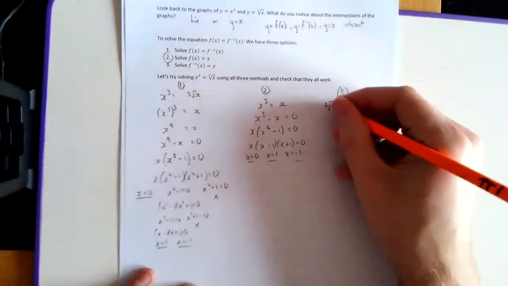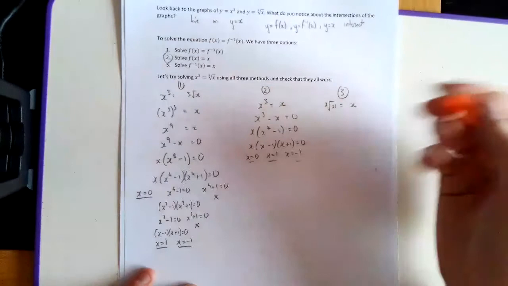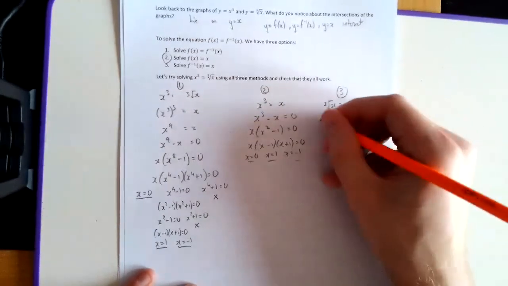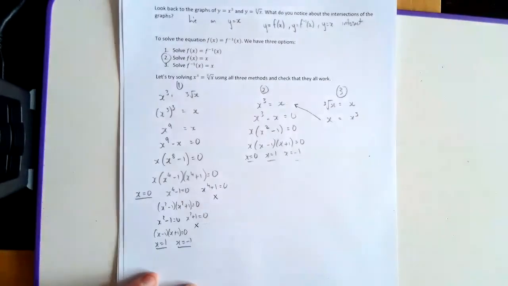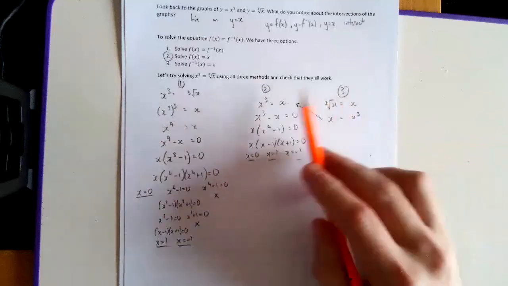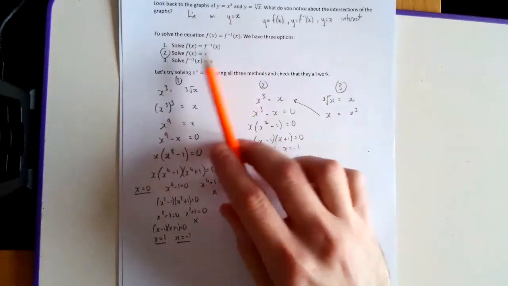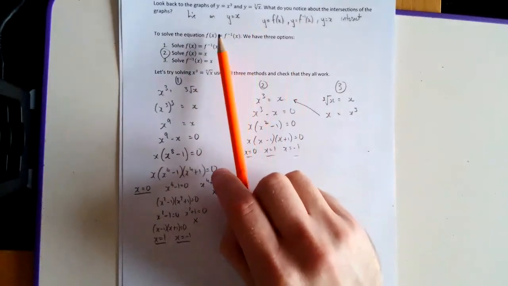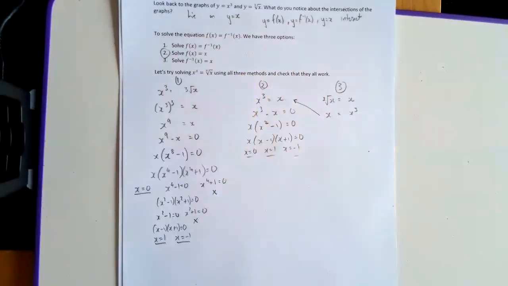Then for 3, the inverse equals x. So the cube root of x equals x. Well, cube both sides, so I get x equals x cubed, and it becomes the same as that. So 2 and 3 were quicker ones. 1 was the longest one. So if you're ever asked to solve when a function equals its inverse, just make one of them equal to x and solve it.